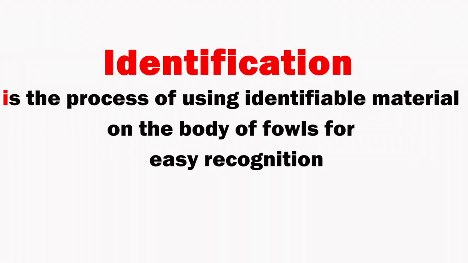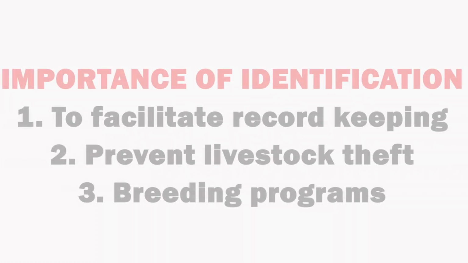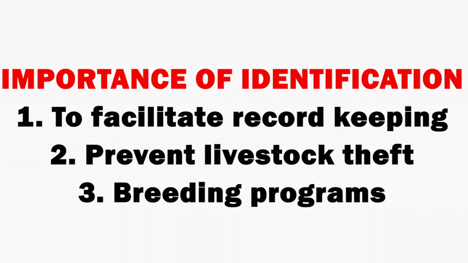Identification is the process of using identifiable material on the body of fowls for easy recognition. Let us look at some importance of identification. Number one, to facilitate record keeping. Number two, prevent livestock theft. Number three, for breeding programs.